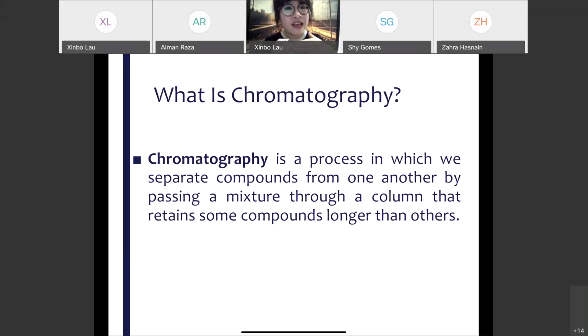In that mixture, you have more than one component, so they will interact with the stationary phase, and the timing will be different. One will come out earlier, one will come later. So that's how we're going to separate the mixture, by the interaction between your compound and the stationary phase. Of course, we'll also have the mobile phase, so we'll talk about that.